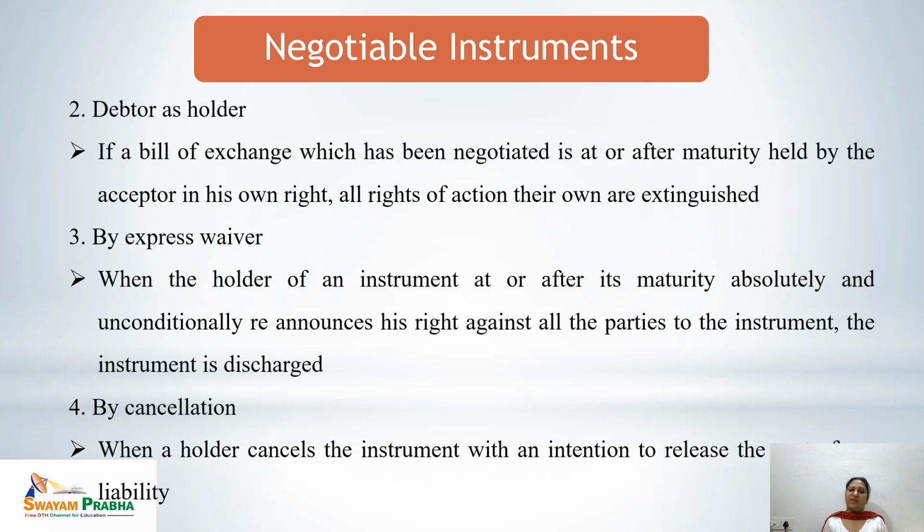Next is by express waiver. When the holder of an instrument expressly waives his rights against all the parties, the instrument is discharged. In other words, when the holder of an instrument, at or after the maturity of that negotiable instrument, absolutely or unconditionally renounces his rights, in that case the negotiable instrument is discharged.